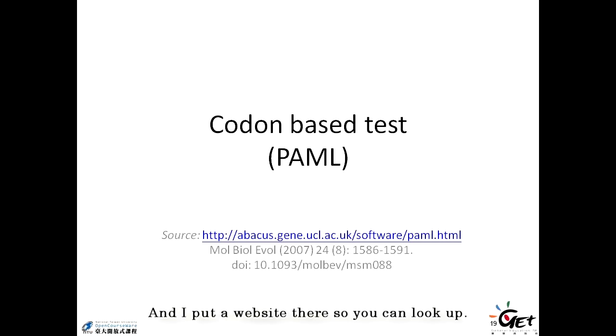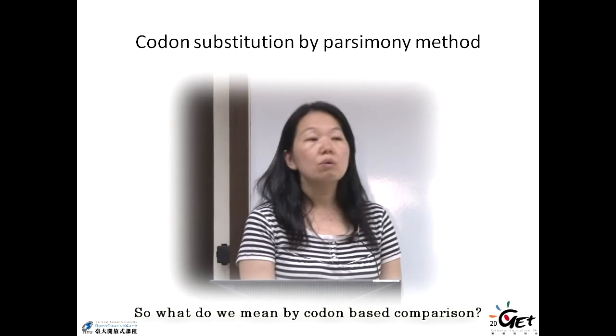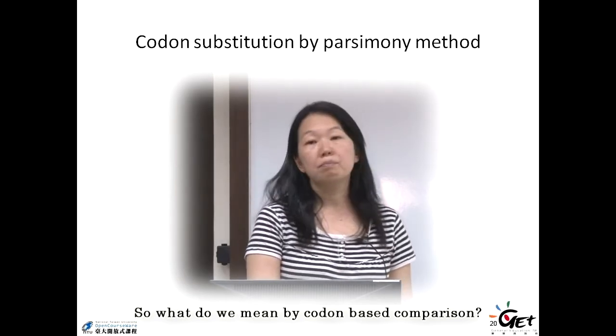That can also give you the estimates of dN and dS. And I put a website there so you can look up. PAML was developed by Ziheng Yang in the UK. Then the paper, I think the recent paper, PAML 4, was published a few years ago.